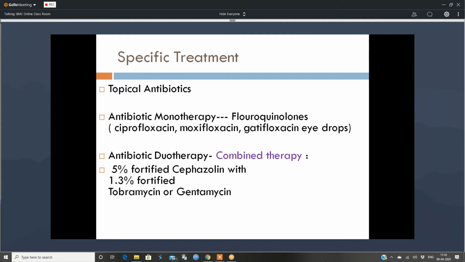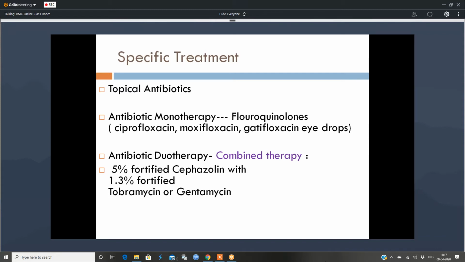So what we do is we advise the patient to instill these drops along with fortified cefazolin drops. Here I should add a point that cefazolin is not available in the form of commercially available drops. Because it is an unstable drug in the form of drops, it is not manufactured as drops. So what we do is we take the injection form, reconstitute it with distilled water, and then add it to artificial tears and freshly prepare the cefazolin drops.